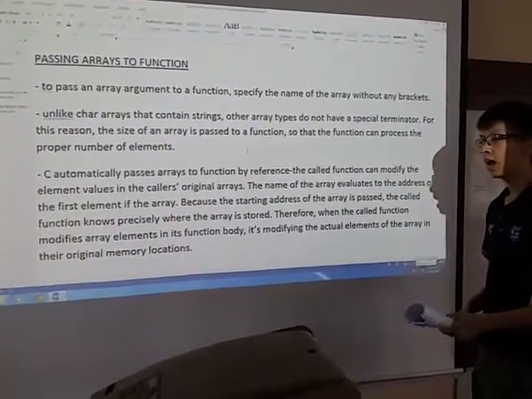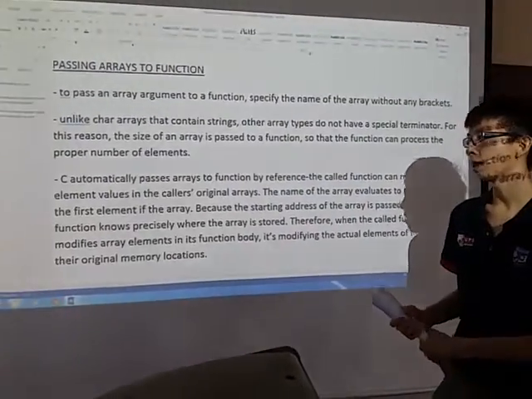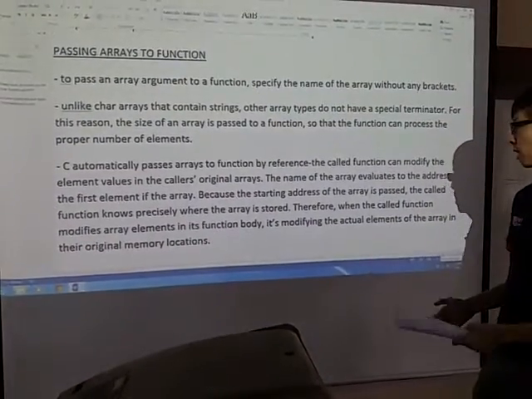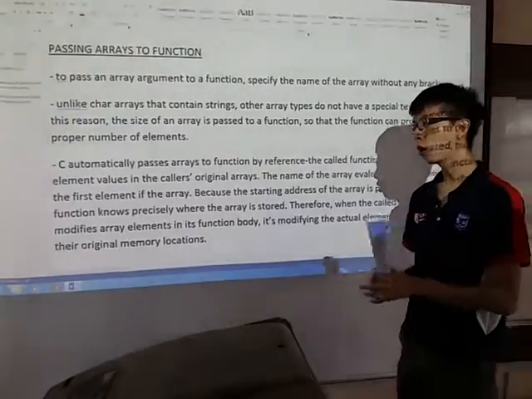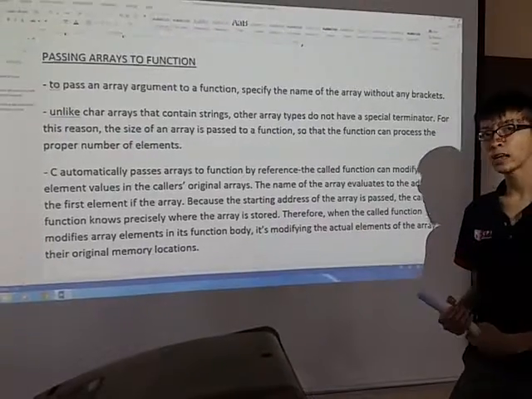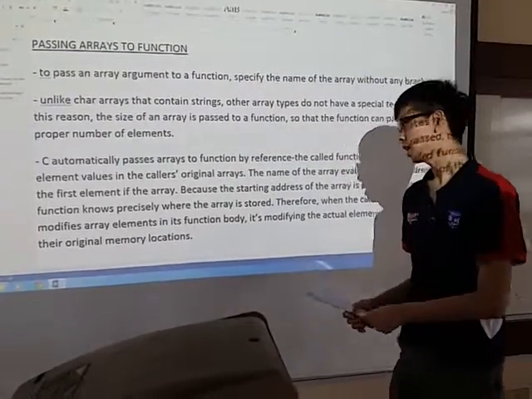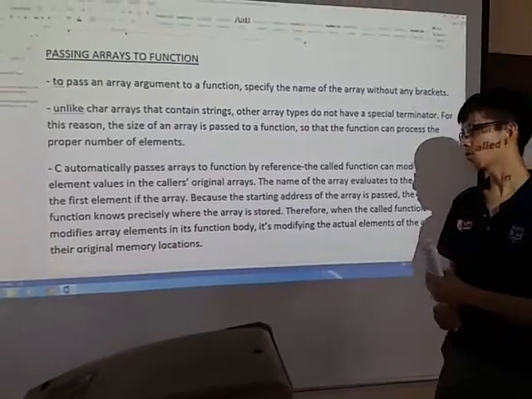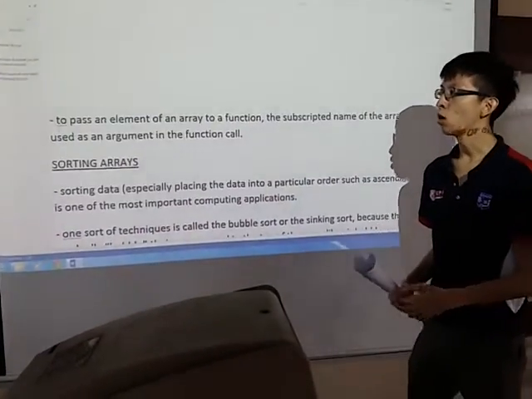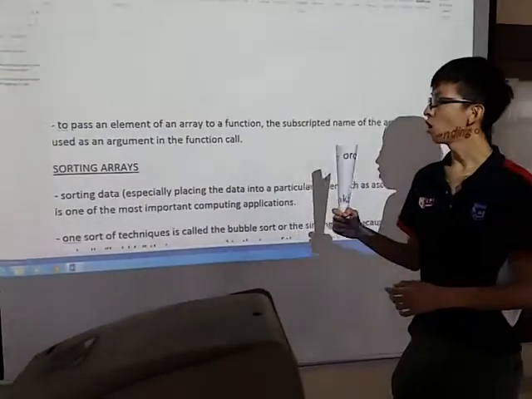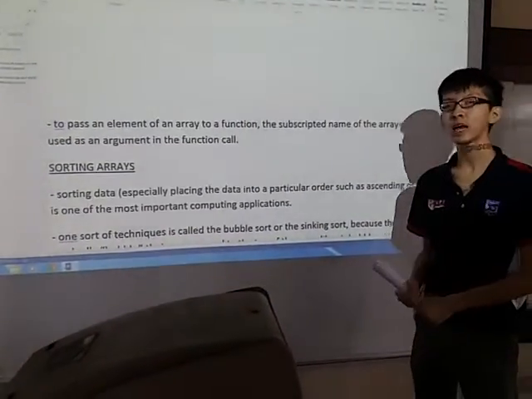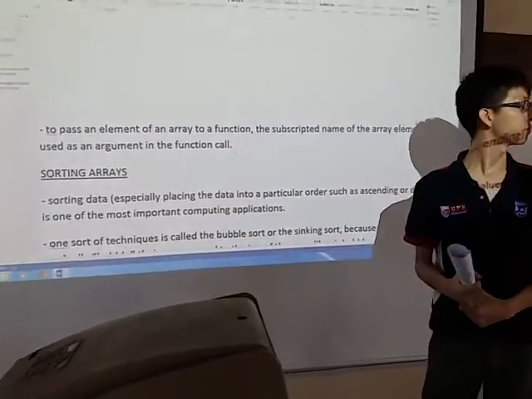The name of the array evaluates to the address of the first element of the array because the starting address of the array is passed. The called function knows precisely where the array is stored. Therefore, when the called function modifies array elements in its function body, it's modifying the actual elements of the array in their original memory locations. So lastly, to pass an element of an array to a function, the subscripted name of the array element is used as an argument in the function call.